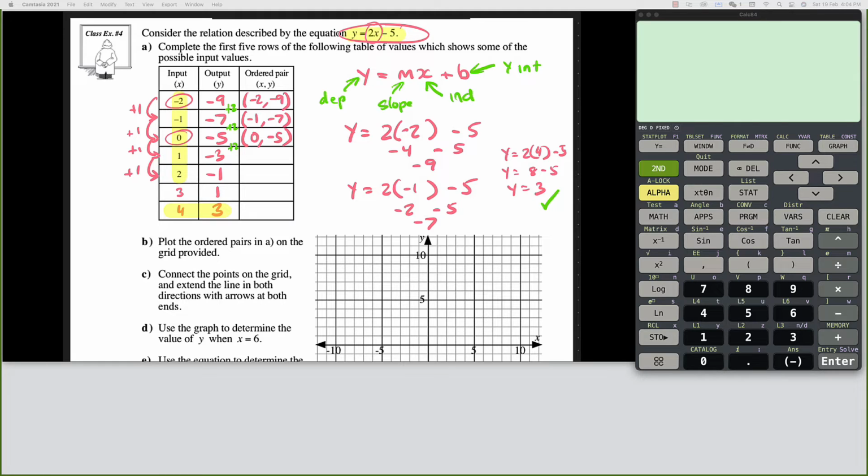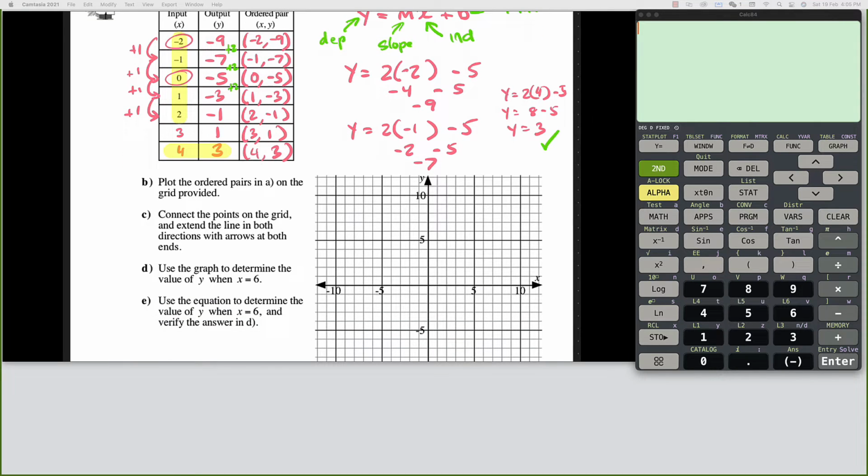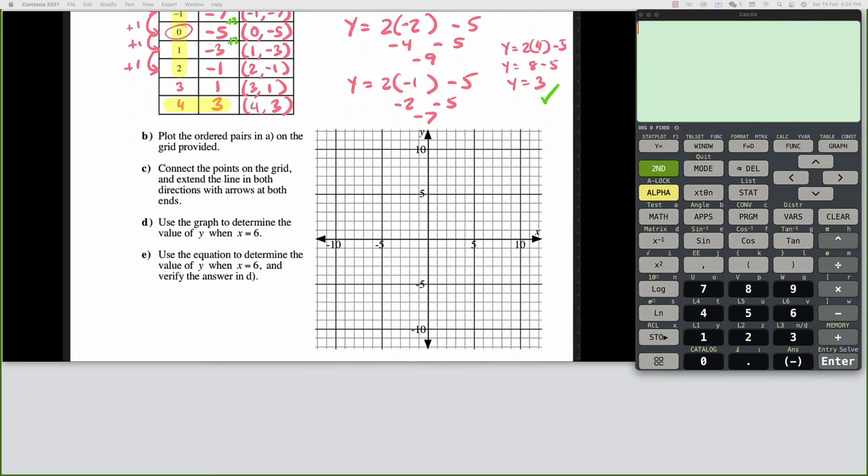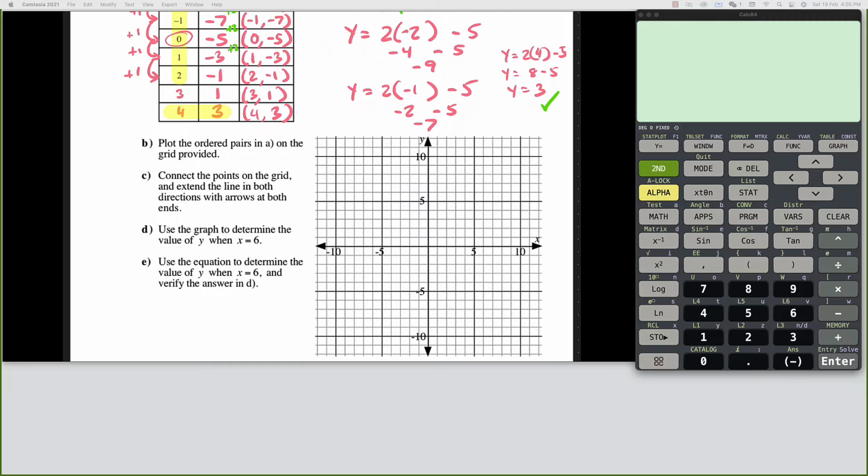Okay, so I can finish this out by writing my ordered pairs. 1, -3, 2 and -1, 3 and 1, and 4 and 3. Okay, now it's asking us to plot these values on the Cartesian coordinate system to the right here. So I'll start off with -2. So we want to take a look at where the x and y axes are. So here is our x going this way, and the y is going up and down.